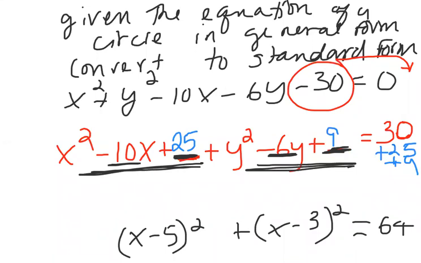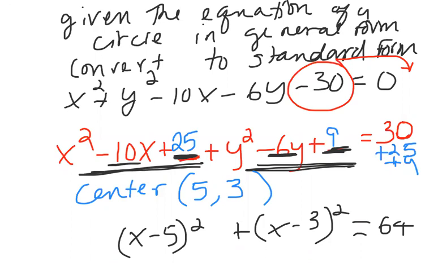But wait, we're not done. There's more. The center coordinate, guys. We need the center. The center is the opposite of what's inside the parentheses. So the opposite of -5 will be 5. The opposite of the -3 will be 3. That's the center of the circle.